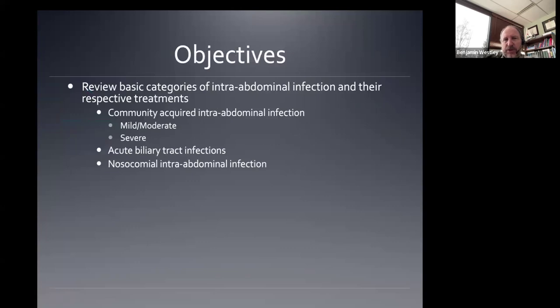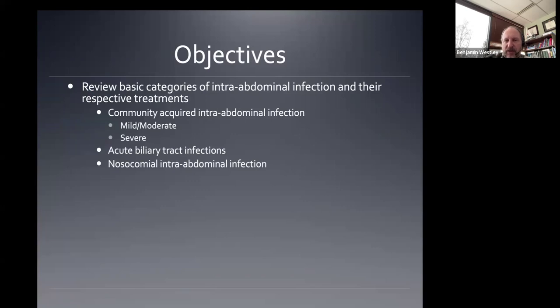So the objectives today will just be to review different categories of these infections, which help us pick antimicrobials. Most of these are community acquired, such as diverticulitis or appendicitis, and then we just characterize those by either mild to moderate or severe patients with risk factors similar to severe. So we'll go over all that.